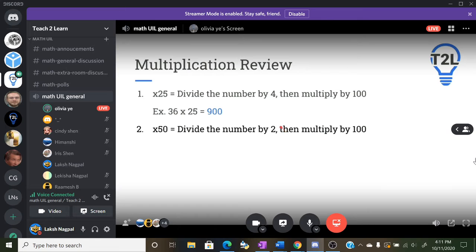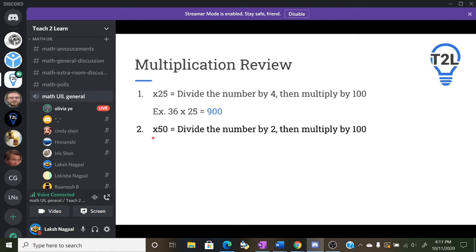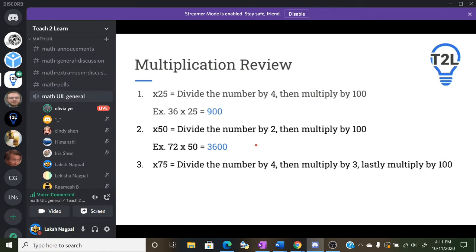And then with 50, it's the same concept, but you divide by 2 instead. So you can take whatever number you're multiplying 50 by, divide it by 2, and then multiply by 100. Like that. So 72 times 50, you would just look at 72, divide the number by 2, get 36, and then your answer would be multiplied by 100. I'm sorry, I think the transitions went opposite, because these are supposed to be covered, but it's okay.